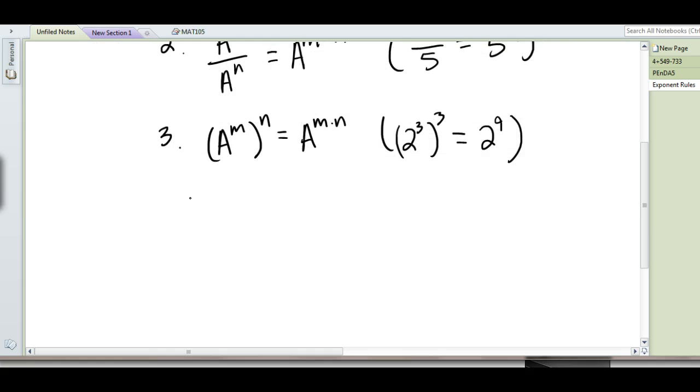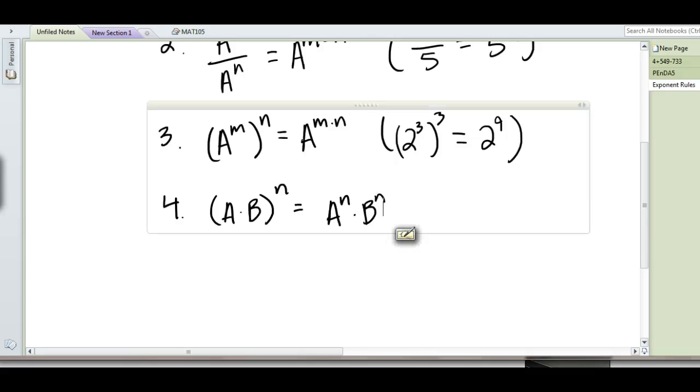Number 4 is one where you have to distribute the exponents. So say you have multiple things multiplied inside parentheses. What you have to do here is raise each one to the nth power. So it's like you're distributing the exponent across the parentheses. So why do we distribute exponents like this? Let me do a little example.